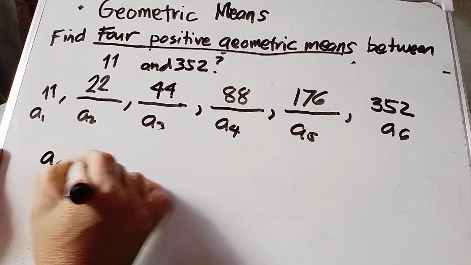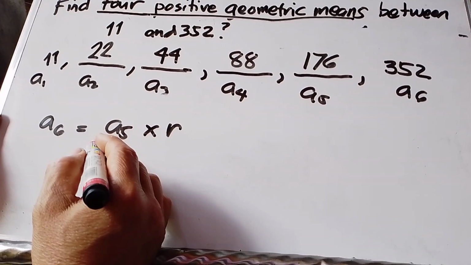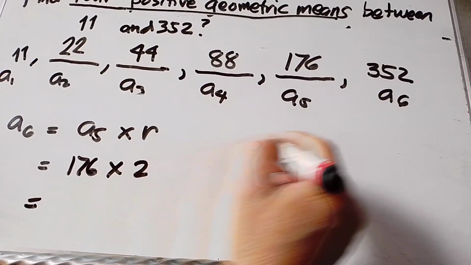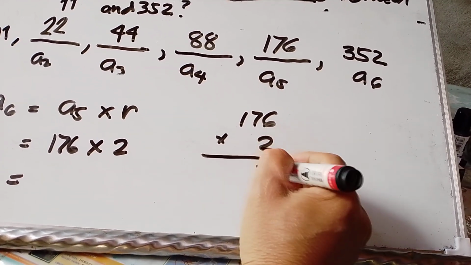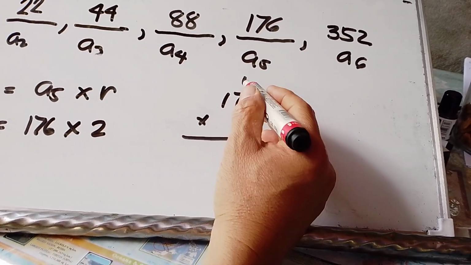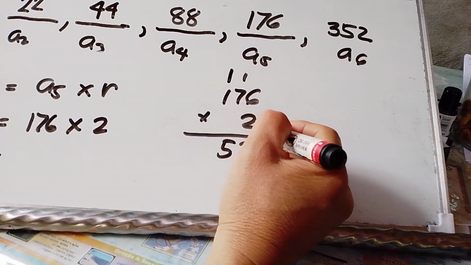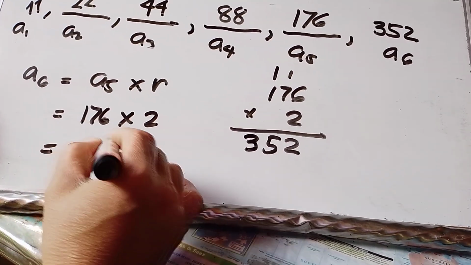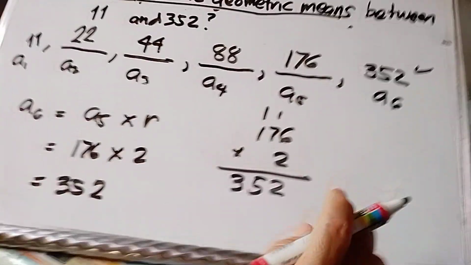Now, let us also check the last term, the given term, which is 352. So a6 is equal to a5 times r. So a5 is 176 times 2. What is 176 times 2? 6 times 2 is 12, carry 1. 7 times 2 is 14, plus 1 is 15, carry 1. 1 times 2 is 2, plus 1 is 3. So a6 is equal to 352. So this is correct. So, that's all.